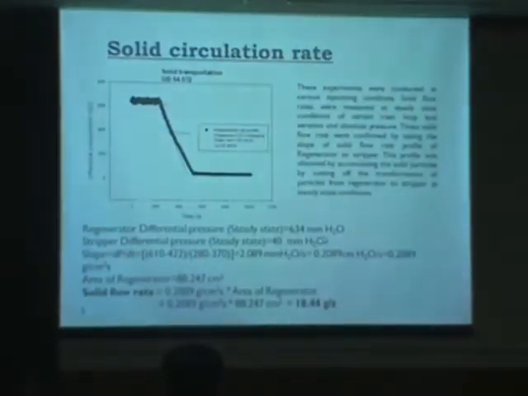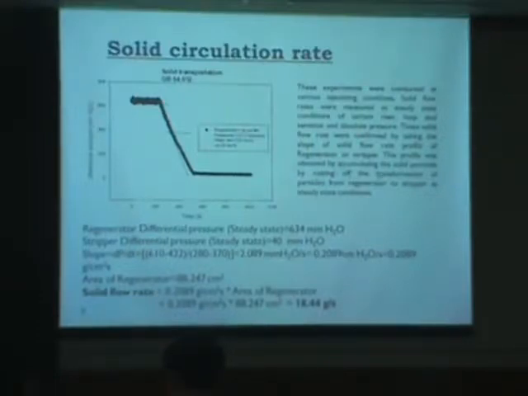The solid circulation rate was measured by taking the solid flow rate profile, because this experiment was conducted at various operating conditions, and solid flow rate was measured at steady state condition of a certain riser, loop seal condition, and absolute pressure. These solid flow rates were confirmed by taking the slope of the flow rate profile of the regenerator. Here, this one is the solid transfer from regenerator to stripper, and we took the slope of the head, and it was also confirmed by taking the steady state condition.